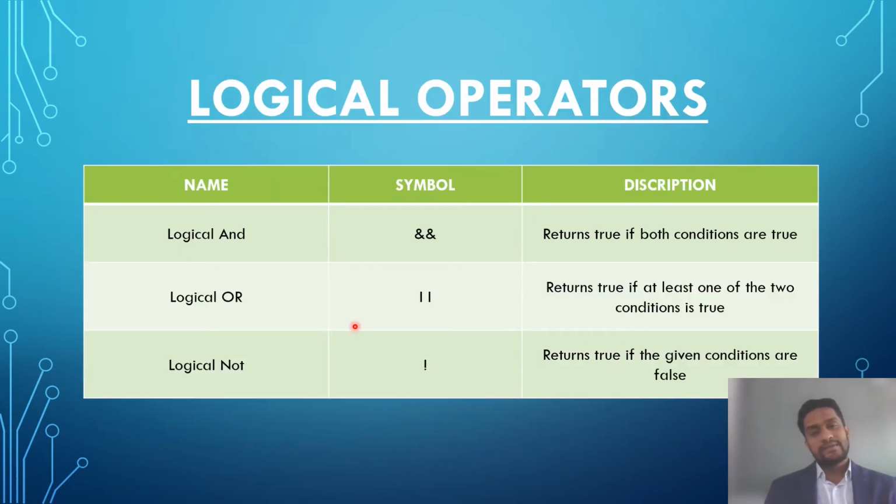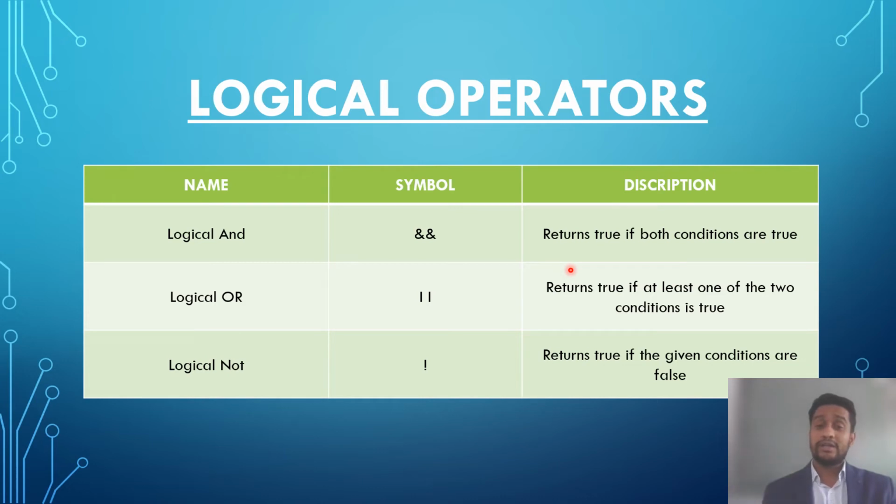Coming to the next, logical operator. Logical operator we are using when we are comparing two conditions. In the relational operator, we are comparing two quantities and making one condition. But in logical operator, we are comparing two conditions, like A is greater than B and A is less than 100. So here I am giving two conditions: A should be greater than B, but A should be less than 100 also.